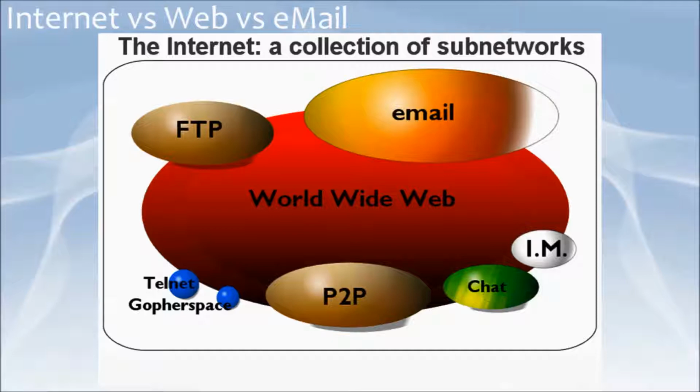The Internet uses a variety of protocols, each of which serve to form a smaller subnetwork within the Internet. The largest of these is the World Wide Web, and second largest is email. Notice how everything also overlaps with the World Wide Web. This is due to webmail and the integration of the Internet that has happened over recent years.